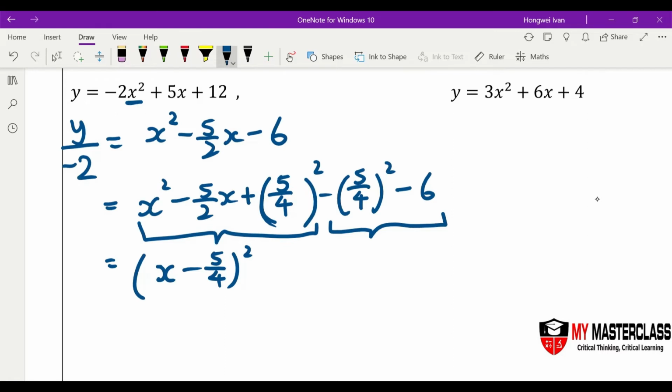You know where you get the 5 over 4 from? I took 5 over 2, use your calculator, divided by 2. So it's always the coefficient of the x, then divided by 2.